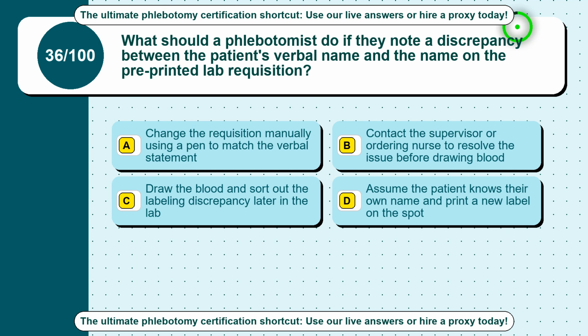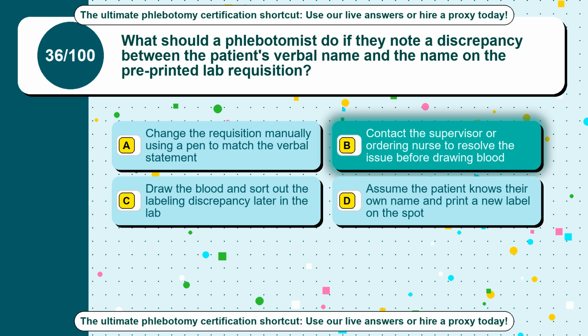Question 36. What should a phlebotomist do if they note a discrepancy between the patient's verbal name and the name on the pre-printed lab requisition? Option A, change the requisition manually using a pen to match the verbal statement. Option B, contact the supervisor or ordering nurse to resolve the issue before drawing blood. Option C, draw the blood and sort out the labeling discrepancy later in the lab. Option D, assume the patient knows their own name and print a new label on the spot.